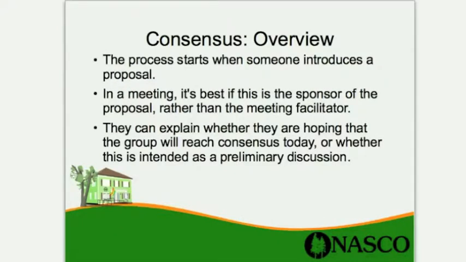Consensus process starts when someone introduces a proposal. In a meeting, this should be the sponsor of the proposal rather than the meeting facilitator. The sponsor can explain what they're hoping that the group will achieve, whether they'll reach consensus today or whether this is a preliminary discussion. Having the sponsor introduce the proposal rather than the facilitator allows the facilitator to focus on working with the group through the process and the sponsor to focus on explaining their ideas.